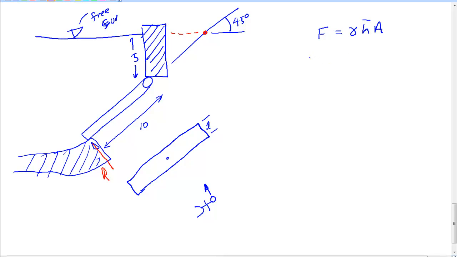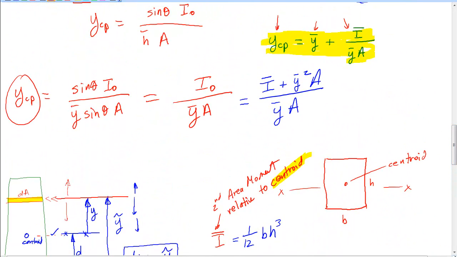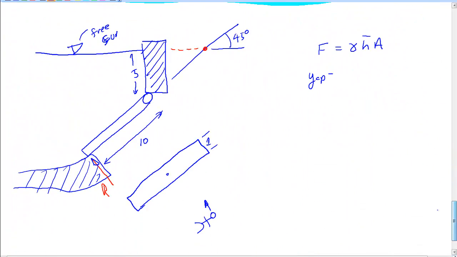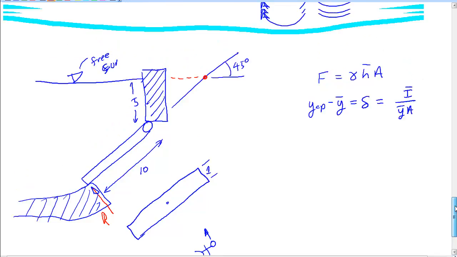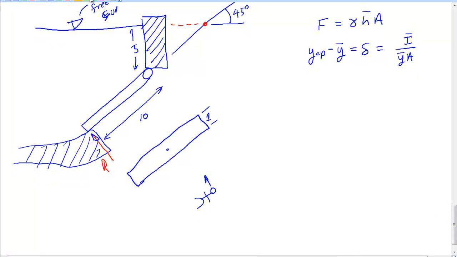Gamma h bar A, and y center pressure minus y bar. I'm moving the y bar over, so y center pressure minus y bar, and I'm going to call that a delta. Is that y bar area, which is this equation. So these two equations are all I need to solve this problem: the value of the load, the location of the load, and I'm just going to locate it related to a delta, and I'll use it on the drawing. We'll find out what that is, so it makes better sense.